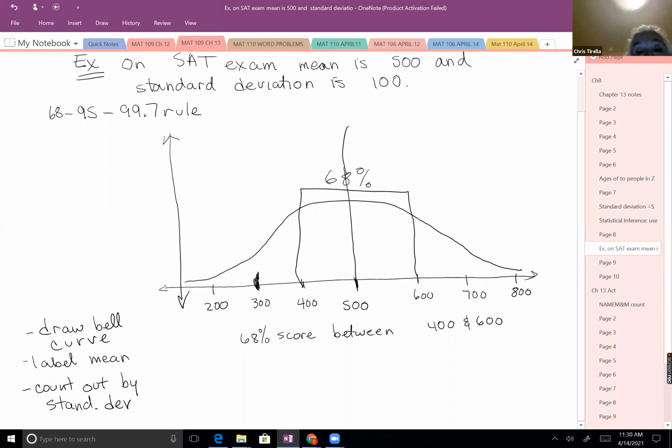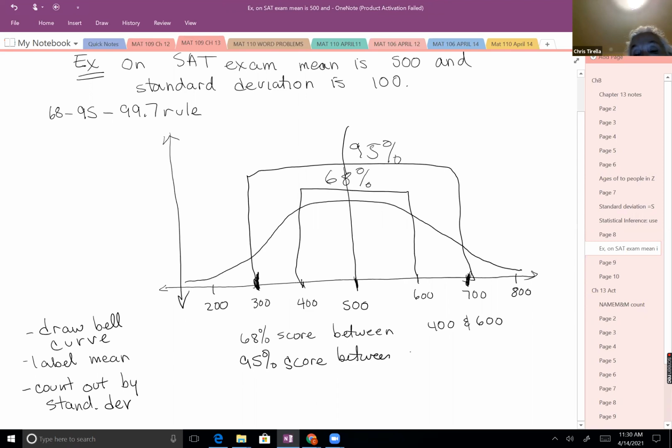Then 2 standard deviations away, that would be going 2 away on either side. Between 300 and 700, that's my middle part, my 95%. So I'd say that 95% score between 300 and 700. 95% is almost everybody. We'd expect most people to get their scores on any section of the SAT exam to be somewhere between 300 and 700.